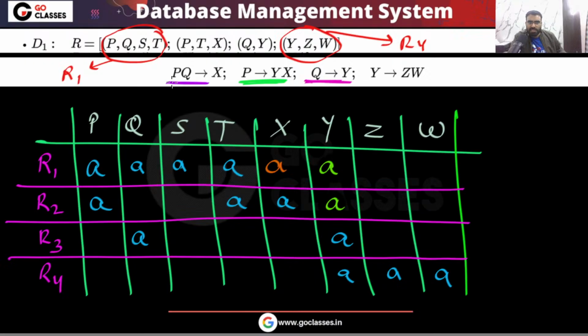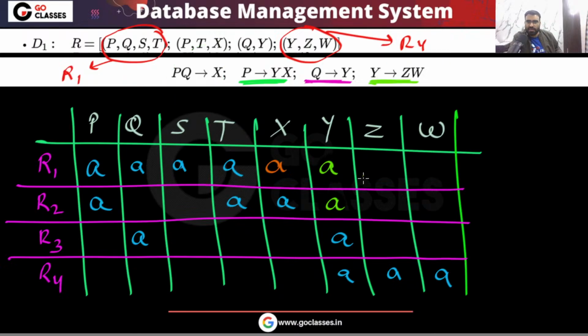Now we can apply this FD, that is PQ determining X. It means whenever two tuples have the same PQ value, then they must have the same X value. But no two tuples have the same PQ value right now. So I cannot apply this FD. Okay, so forget about it.